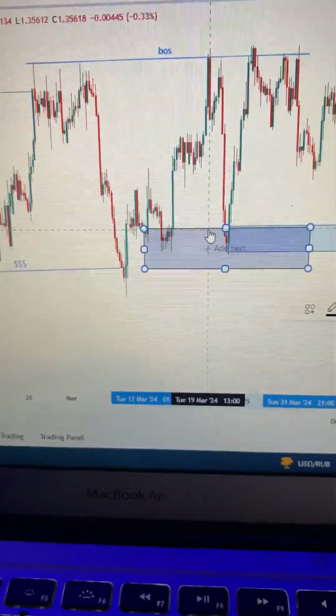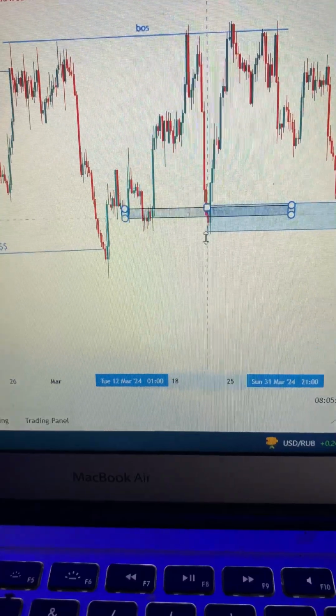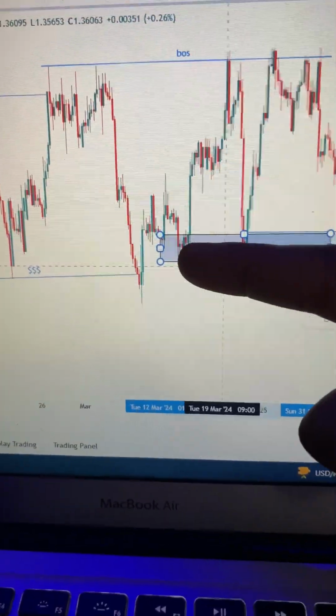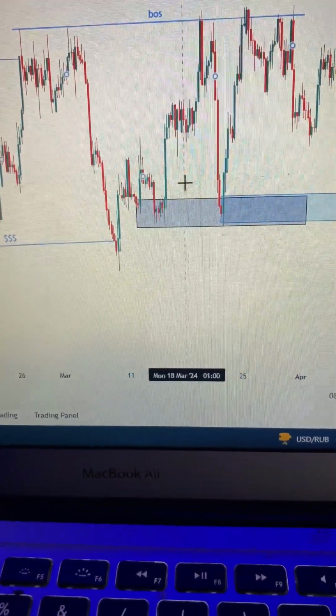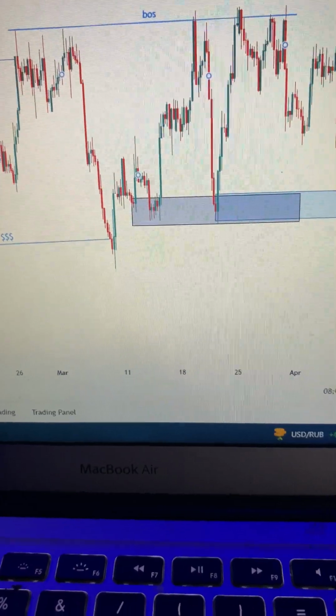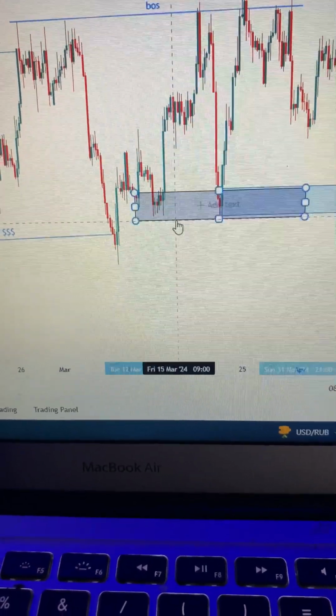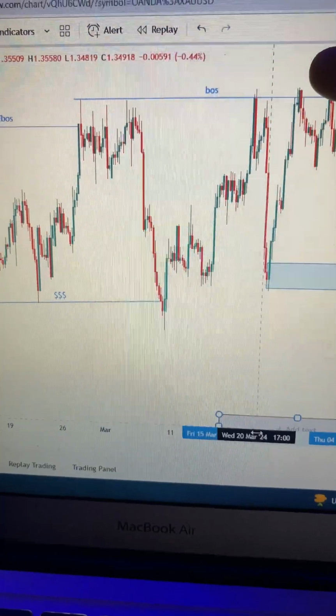It has been mitigated too. It's no longer useful. This one here. So the original zone for our point of interest is this zone. This zone will cause this break. We break from this structure.